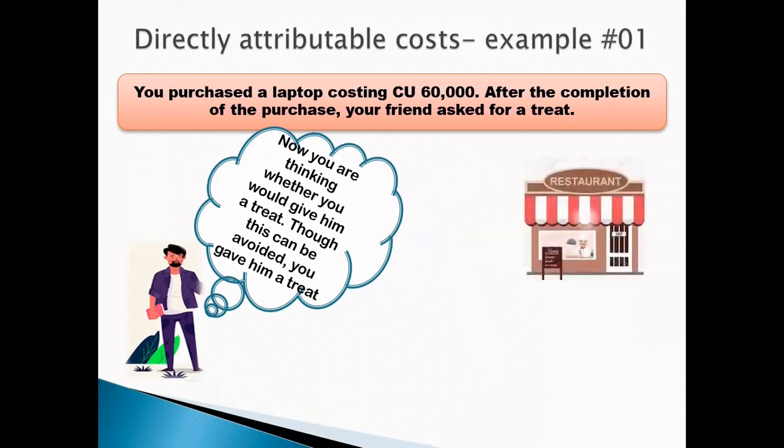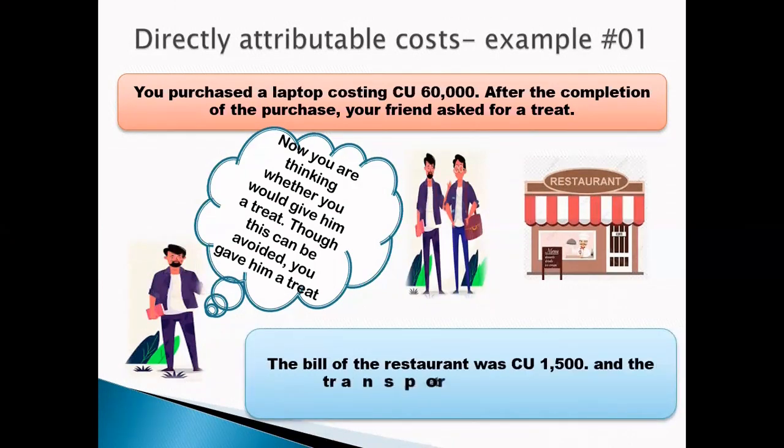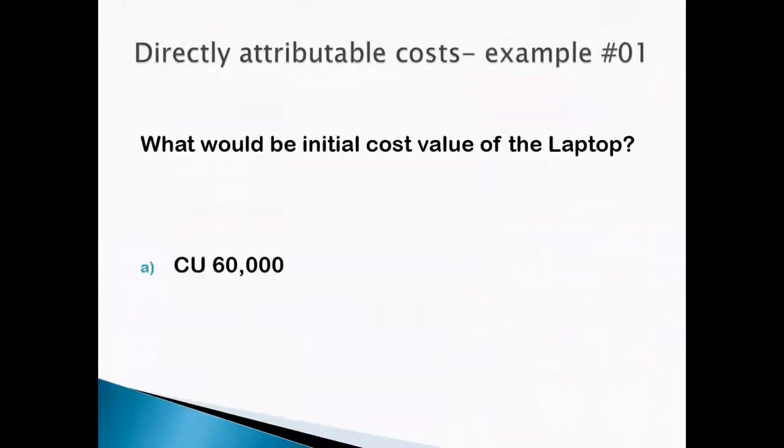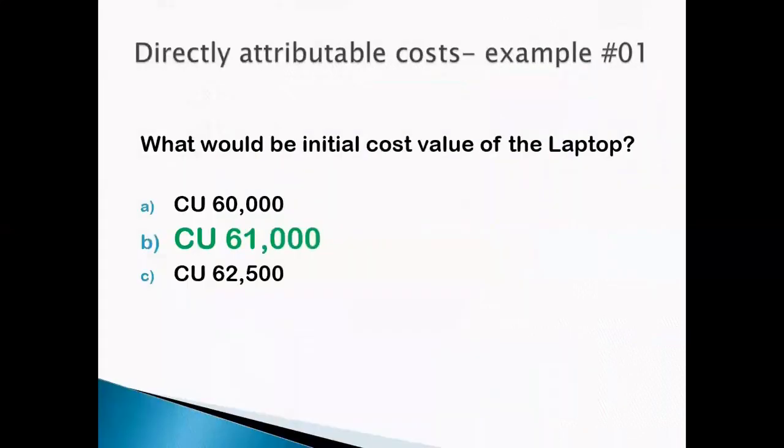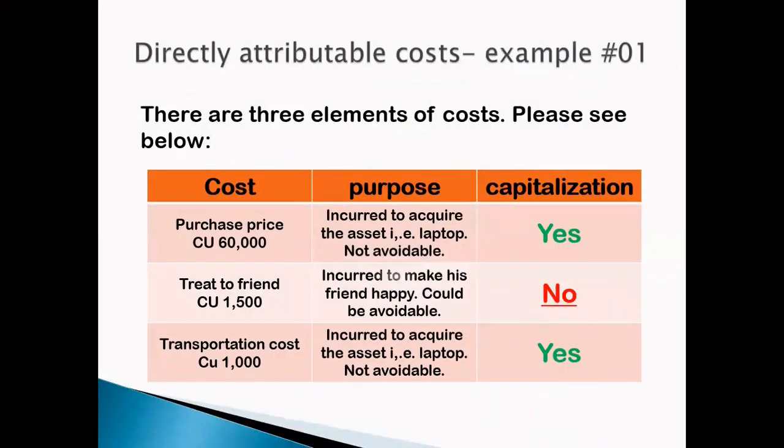And then finally they ate together in a restaurant, and the bill of the restaurant came for 1,500 and the transportation cost was 1,000. So now the question is, what should be the cost of the laptop? Is it 60,000, 61,000 or 62,500? The answer is 61,000. Let's see why. If we analyze the cost, you can see we have purchase price here, which is not avoidable. Treat to the friend is avoidable, and transportation cost is also not avoidable.